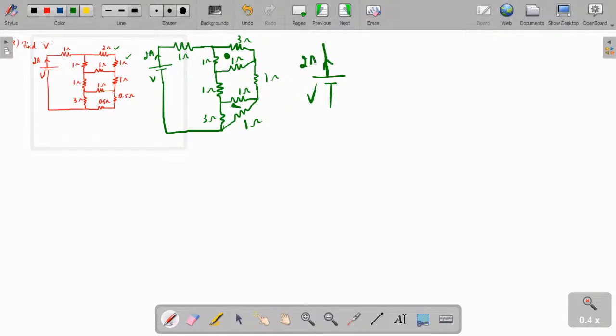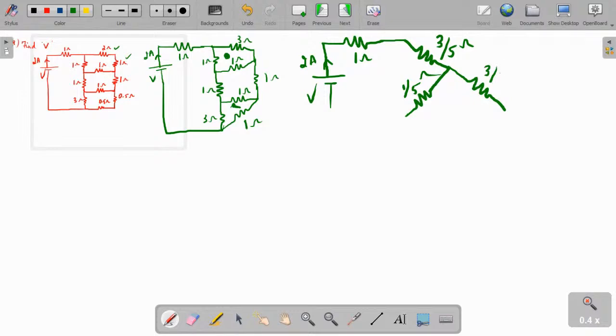2 amperes. This 1 ohm will be undisturbed, and this delta will be connected to a star. So here we will be getting 3/5 ohm. This is 1/5 ohm, and here 3/5 ohm. Okay, just use the direct formula, that's all. So remaining, there is a 1 ohm, here also a 1 ohm will come.